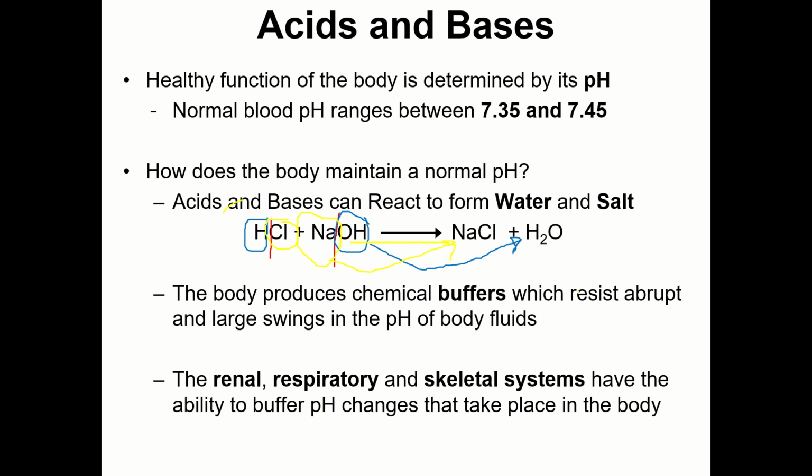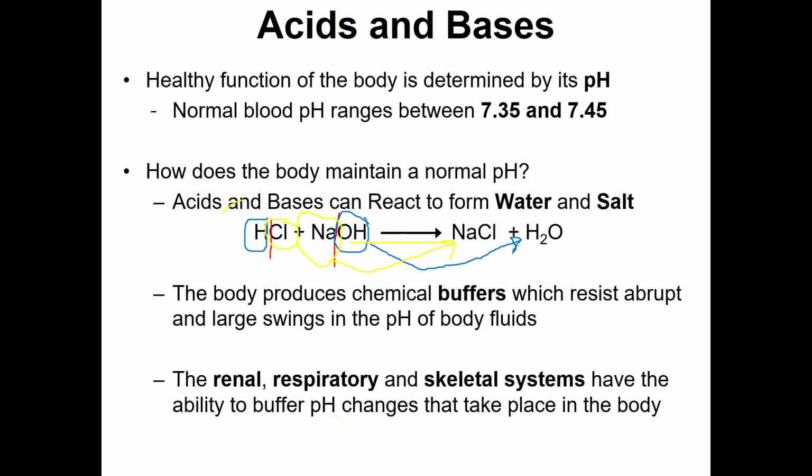Now, in addition to that, the body is going to produce actual chemical buffers that resist abrupt and large swings in the pH of body fluids, typically by picking up free-floating hydrogen ions. We're going to see the skeletal system and the digestive system both playing a pretty large role in producing chemical buffers. And then finally, you have the renal and the respiratory systems, along with the skeletal system, that actually alter their function in order to buffer pH changes.